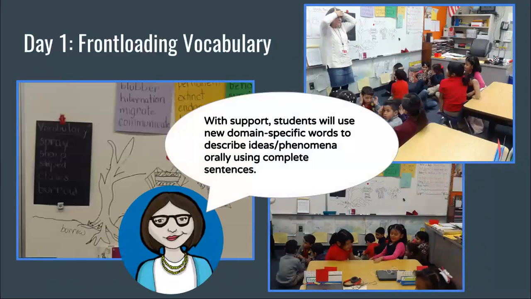And from this flow that we created, we were able to also come up with language objectives, which is one of the requirements our district has. So her goal on this day is, with support, students will use new domain-specific words to describe ideas, phenomena, orally using complete sentences. So they have sentence frames they use, and they use it in a more familiar context.